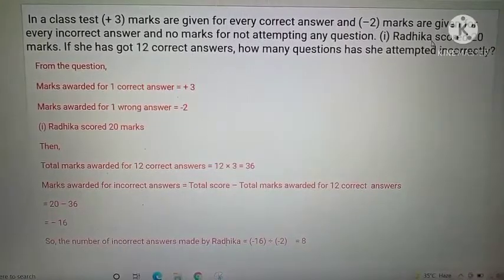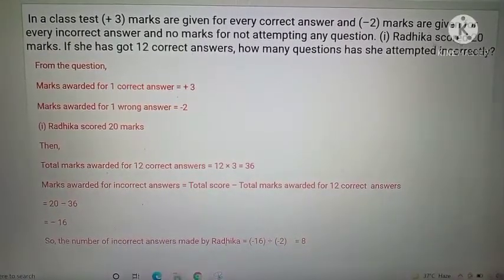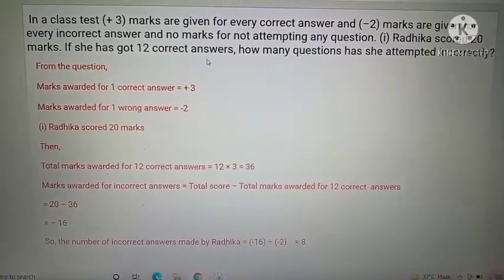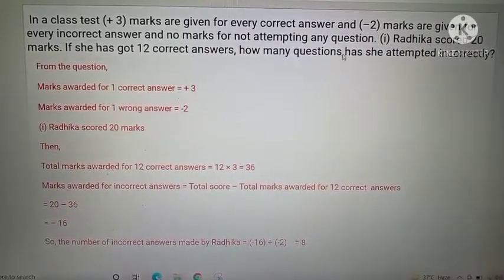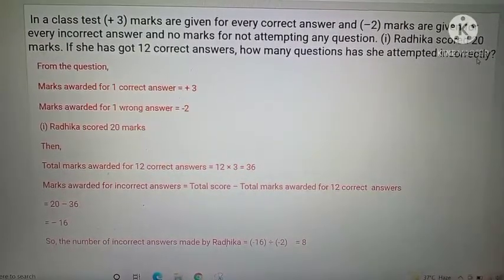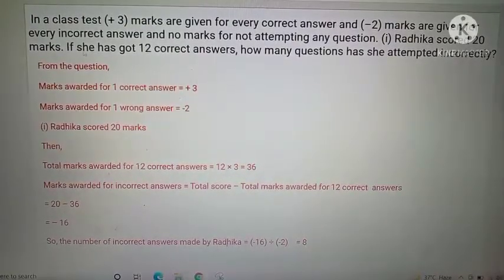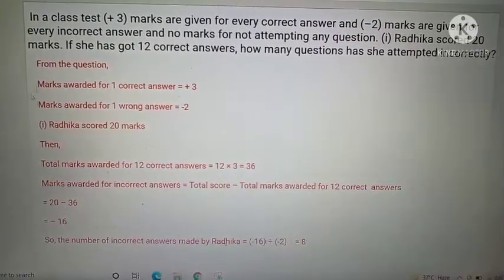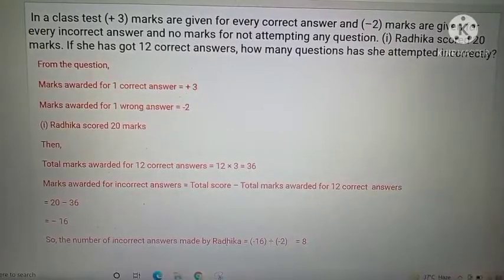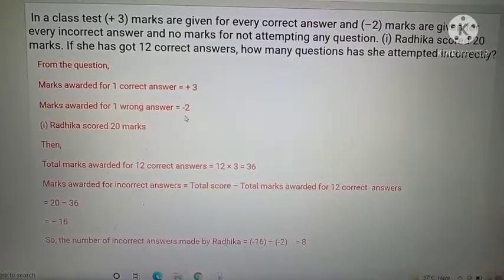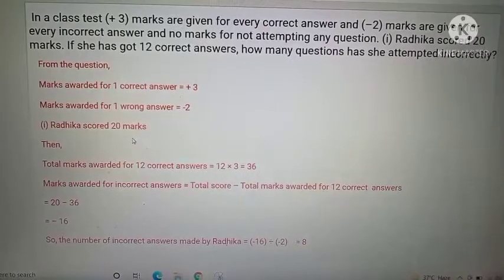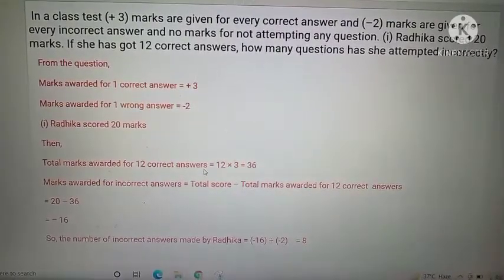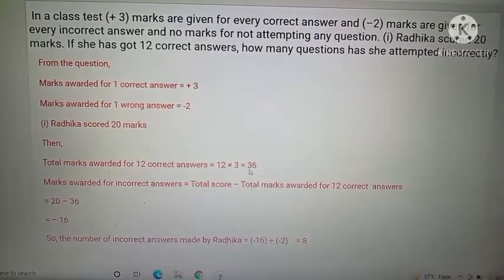Okay, so one student, her name is Radhika. Radhika scored 20 marks. If she got 12 correct answers, then how many questions has she attempted incorrectly? Okay, let's see. From the question we know, one correct answer, how many marks are awarded? Plus 3. And one wrong answer, minus 2. Radhika has scored 20 marks. Then total marks awarded for 12 correct answers is 12 into 3, 36.